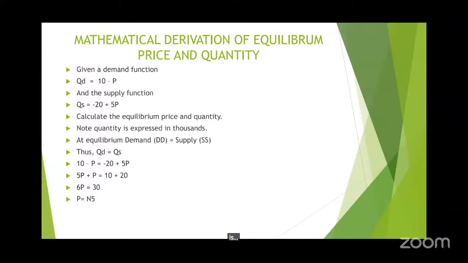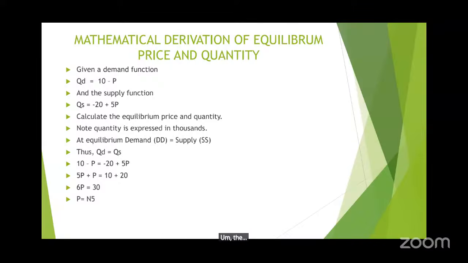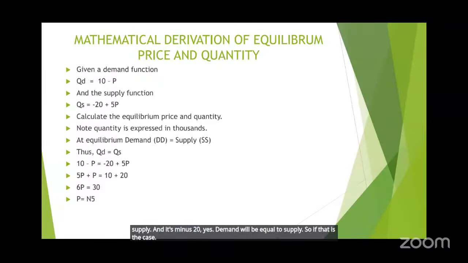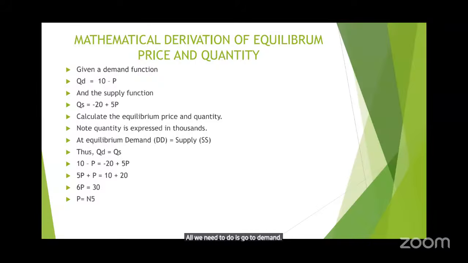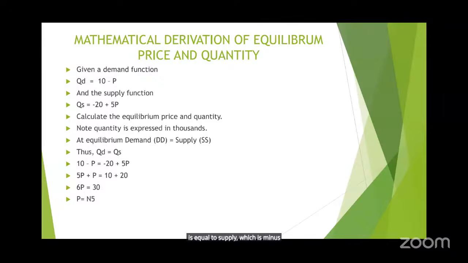So the first thing we do here is determine what happens at equilibrium. We already know that at equilibrium, the quantity demanded equals quantity supplied. So that's what we set up. At equilibrium, demand will be equal to supply. So all we need to do is go to demand and equate it with supply. Demand is 10 minus P, so it becomes 10 minus P is equal to supply, which is minus 20 plus 5P.